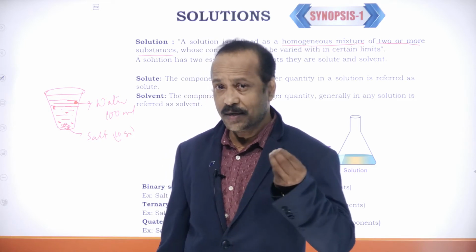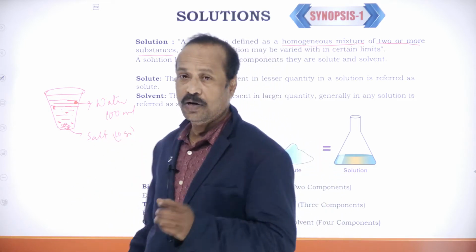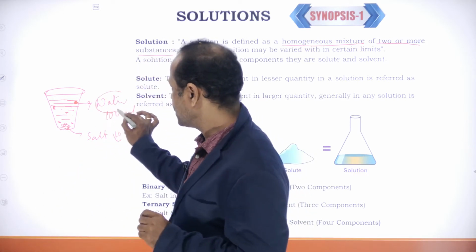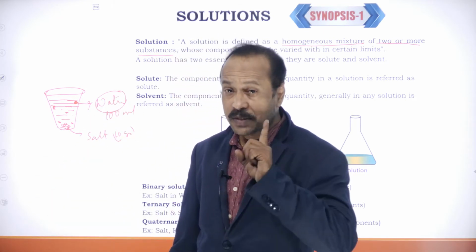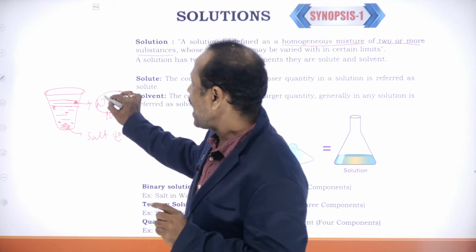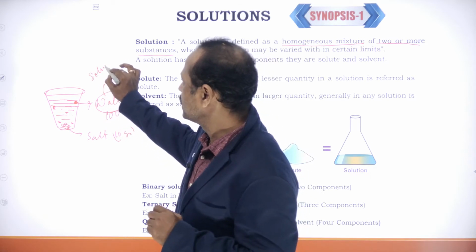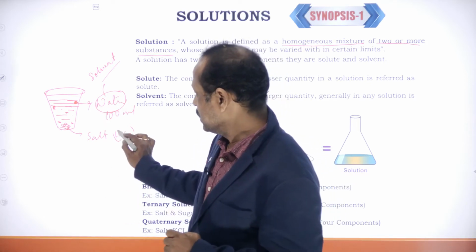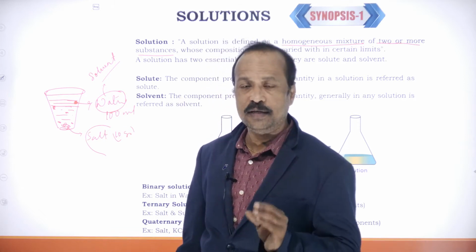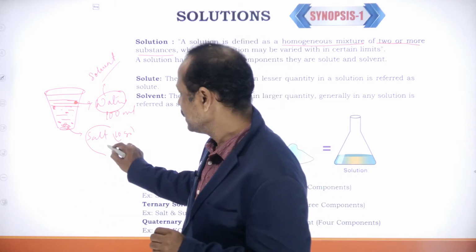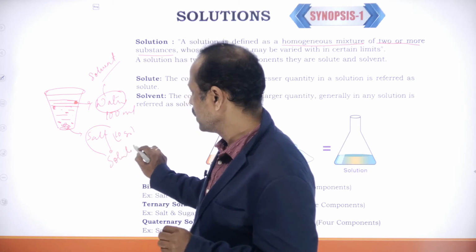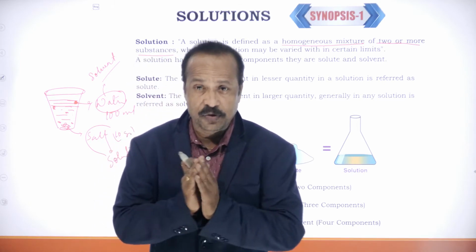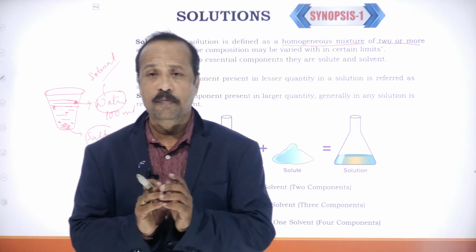No, water is in large quantity and salt is in less quantity, right. So the component which is larger in quantity, here water, that is called solvent. What is it called? Solvent, right. Next, the component which is relatively less in quantity, that is called solute. What is it called? Solute. Clear to you? Okay.